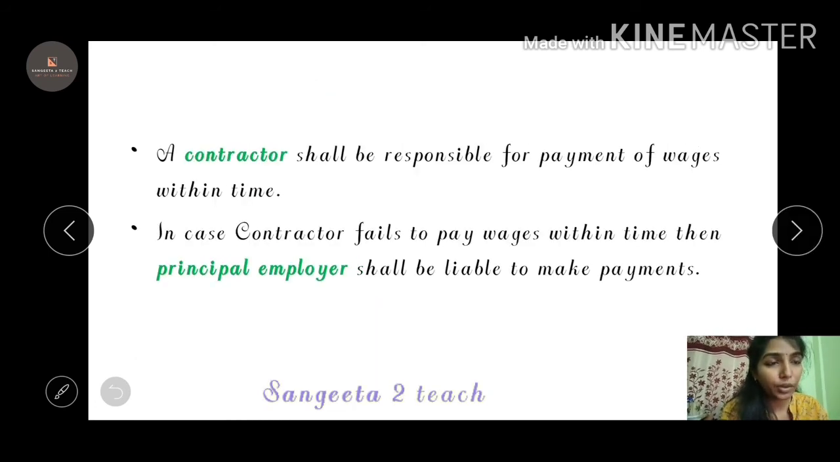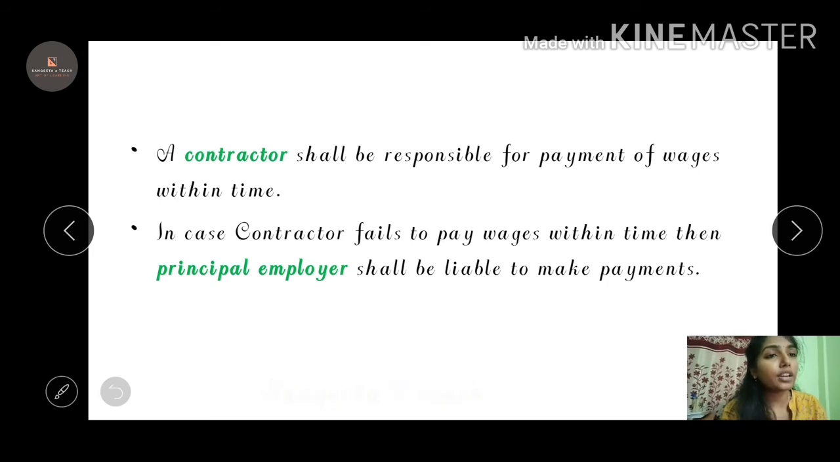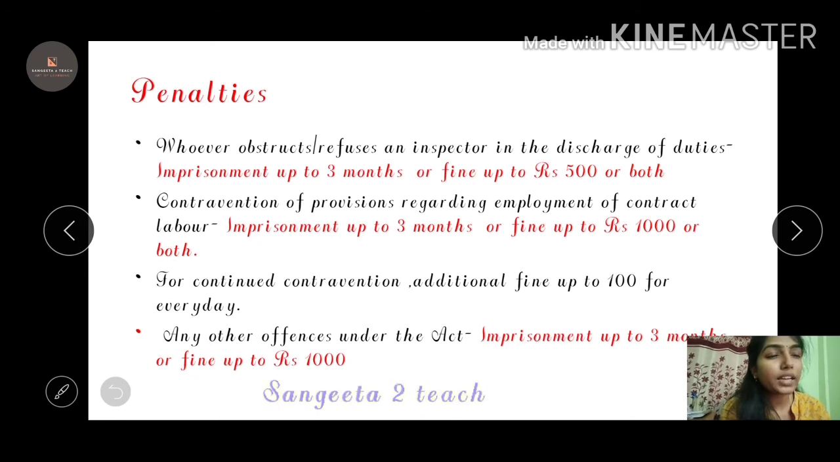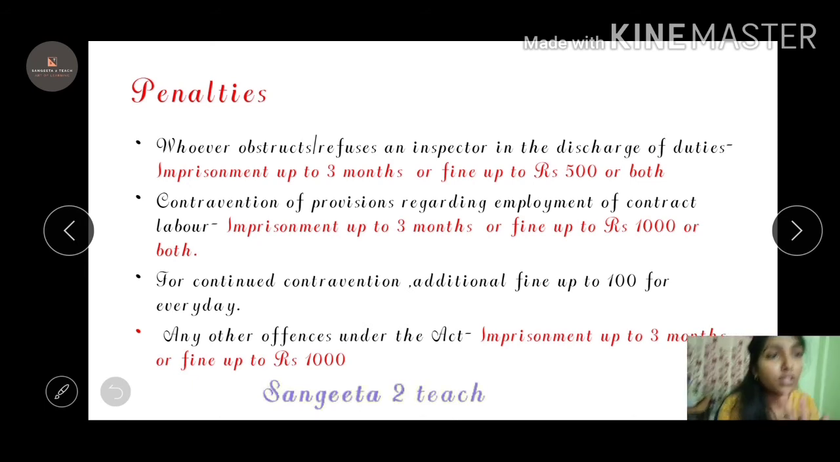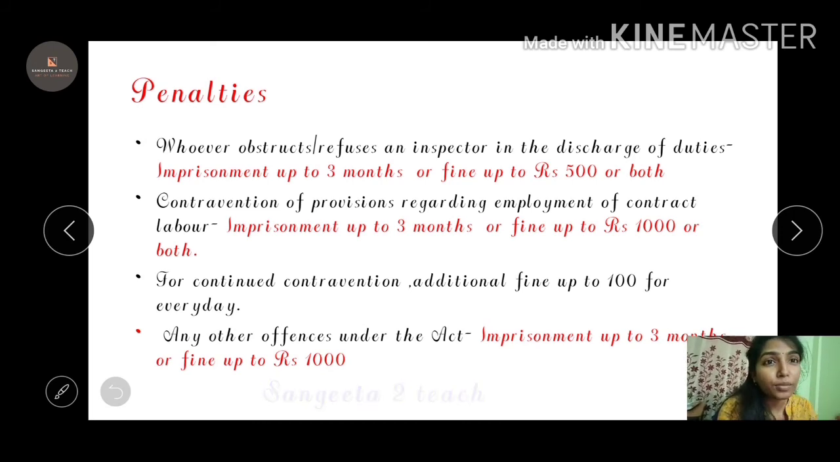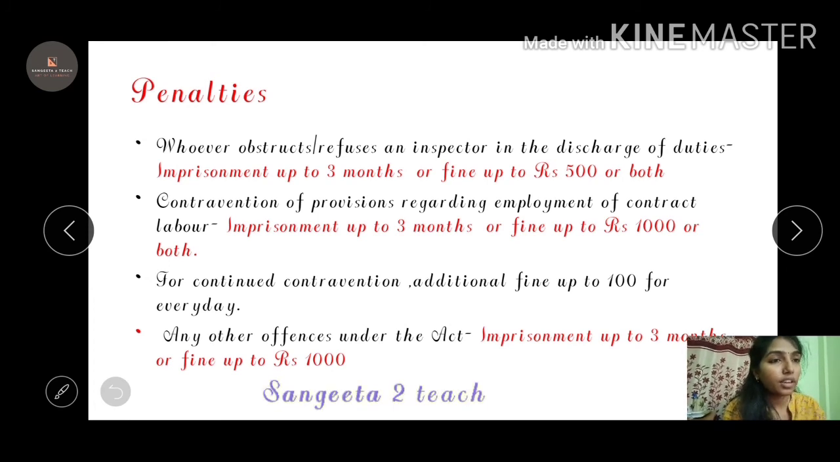Contractor has to pay the wages. If the contractor is unable to pay or fails to pay, then it is the responsibility of the principal employer to pay. Coming to penalties, I said, just remember the contract is for 3 months, so imprisonment is also for 3 months in everything. If it is obstruction of an inspector, it would be 500 and 3 months. And in any other case, it will be rupees 1000 and 3 months.